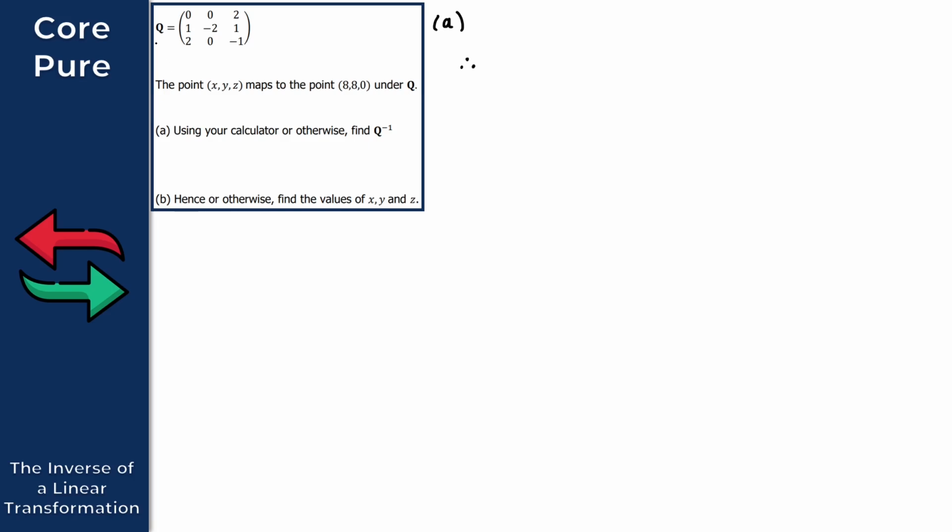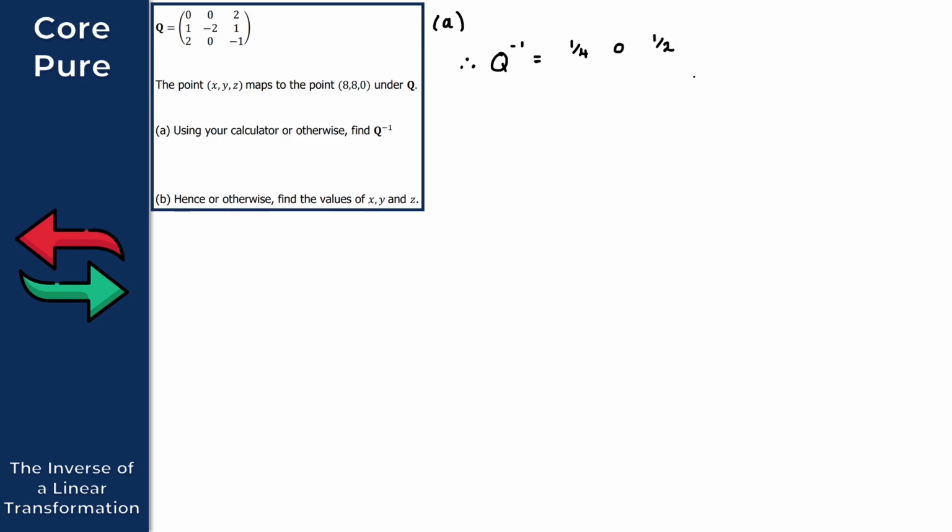All we need to do is input this matrix into our calculator, and then we do Q to the power of minus 1. What that gives us is the inverse of the matrix Q. So if we do this correctly, then what do we get here? I get 1 over 4, 0, and 1 over 2. That's along the top row here.